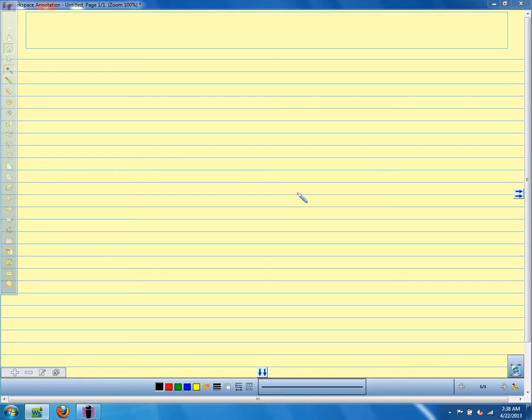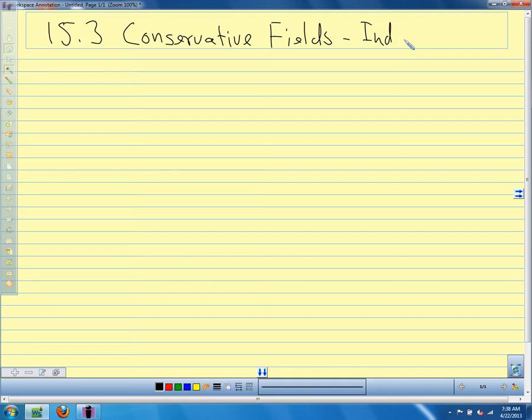So we're going to talk about section 15.3 today. Conservative fields and independence of path.